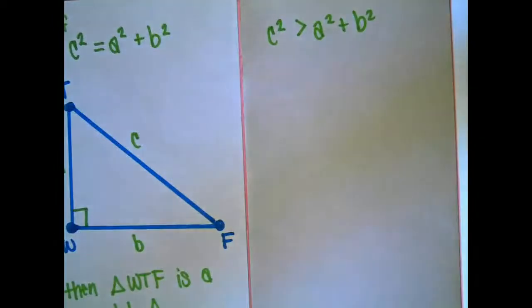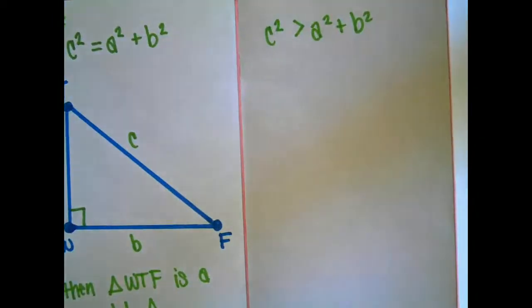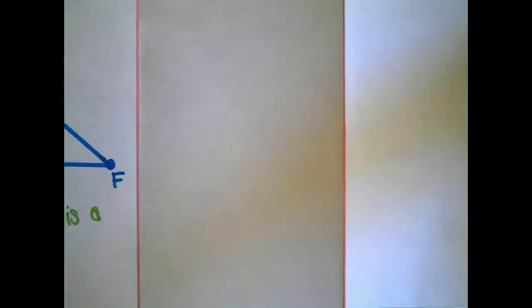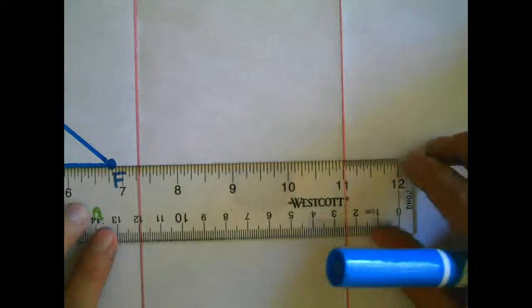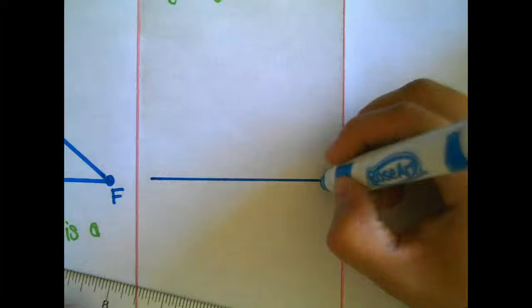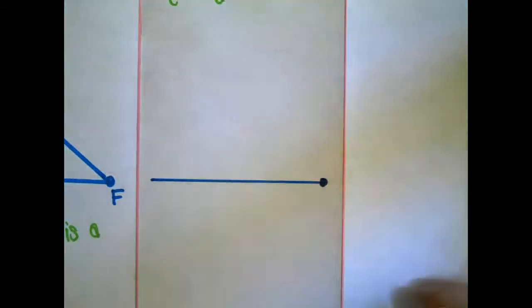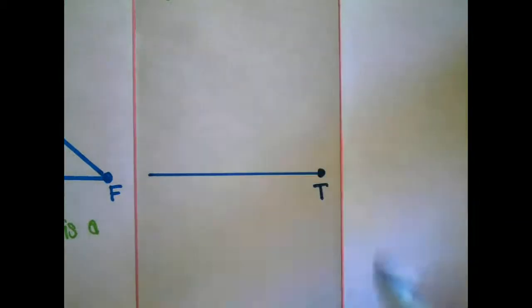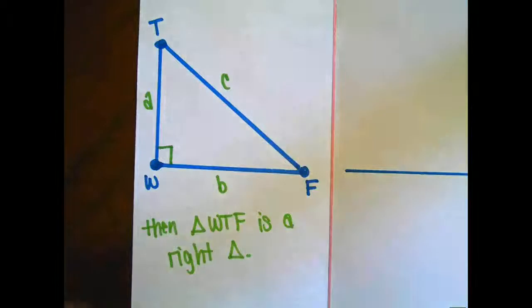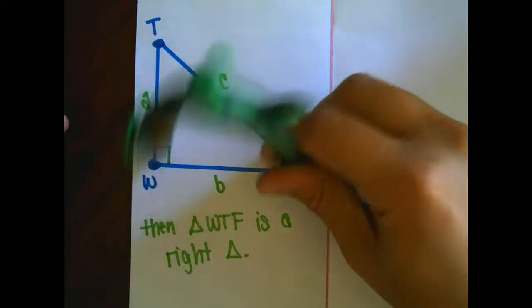Okay? So, first step, let's copy segment WF. So I'll draw a segment here. Okay. Then I'll take my compass. I'm going to fold this over. I'll measure WF. Take that same measurement over here.